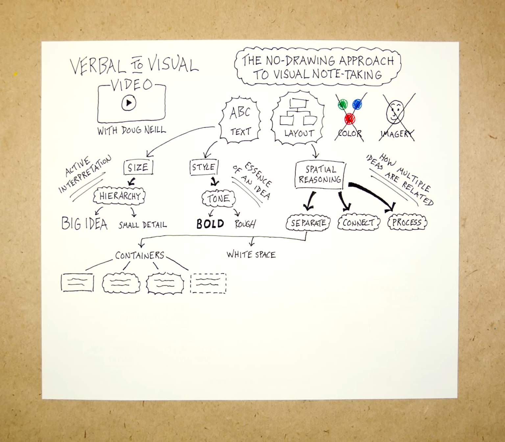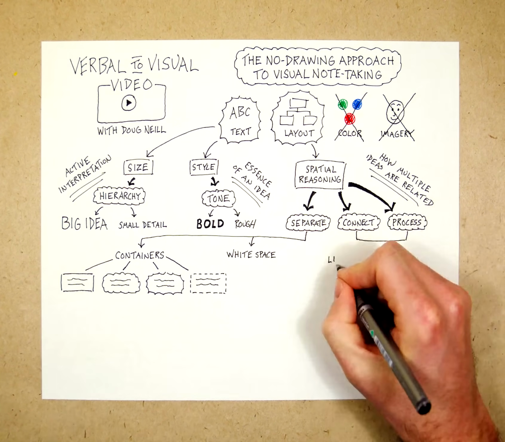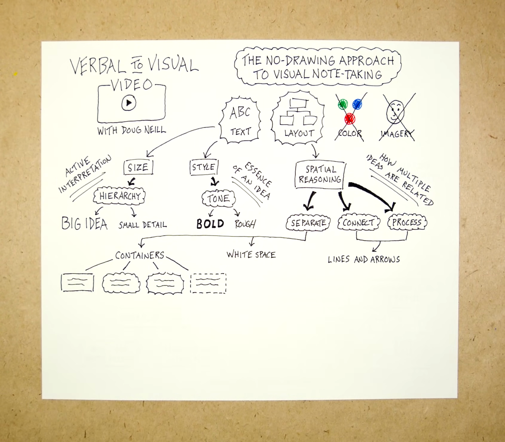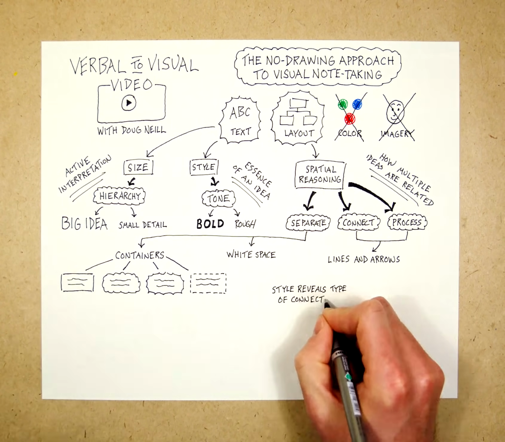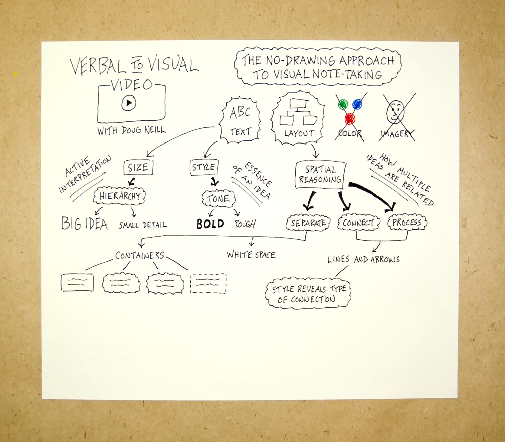To get at those next two components, connecting ideas and showing process, you can use lines and arrows. And yet again, you can use the style of those lines and arrows to reveal the type of connection that you're trying to show. Maybe the connection is a strong one. Maybe it's a bit of a weak one. Or maybe you have to meander a bit to get from one to the next.